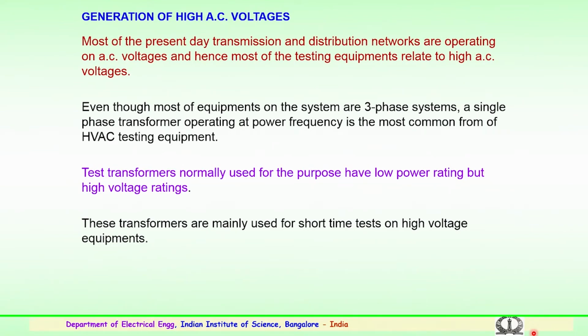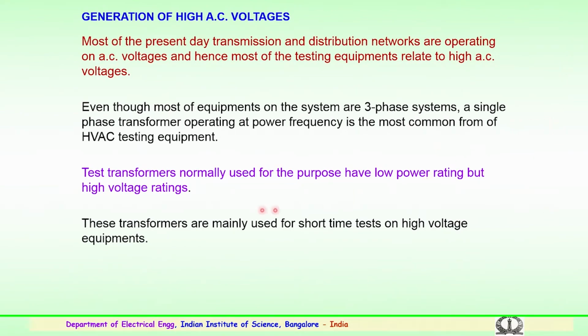So, the test transformers which are used for the purpose have a very low power rating, but high voltage rating. So, the current rating will be very less and the power rating will be less, but the voltage rating will be very high, which is required for the testing of any high voltage equipment which is used for the transmission or distribution systems.